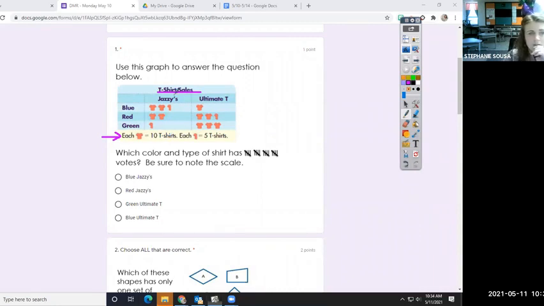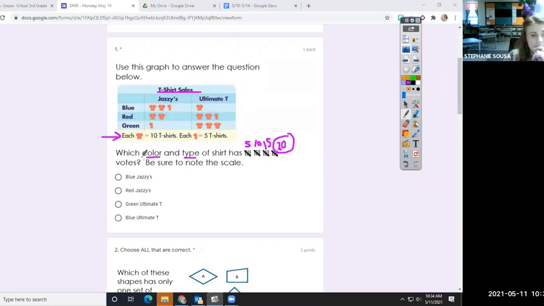Okay, let's take a look at it. Which color and type of shirt has 5, 10, 15, 20 votes? It says which color and type. Okay, so our color is going to be here, blue, red, or green. Our type of shirt is going to be at the top, Jazzy's or Ultimate Tee.